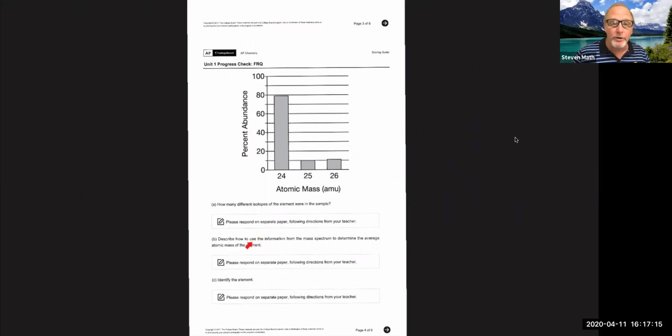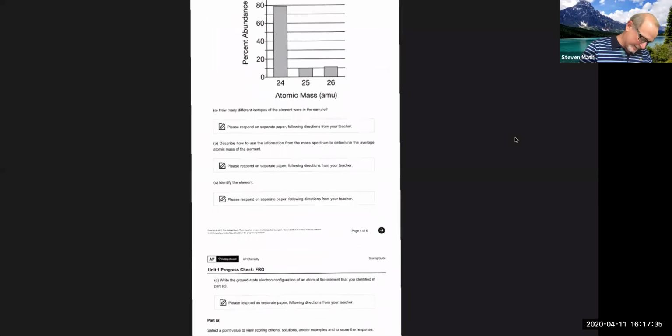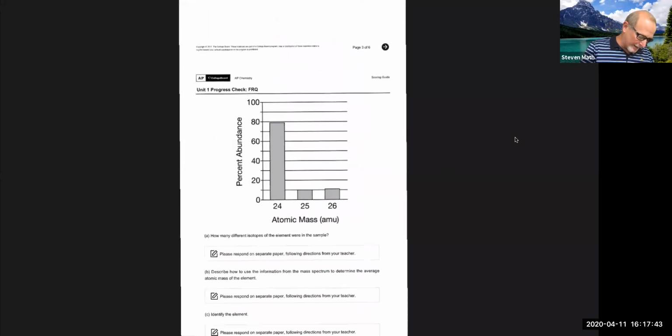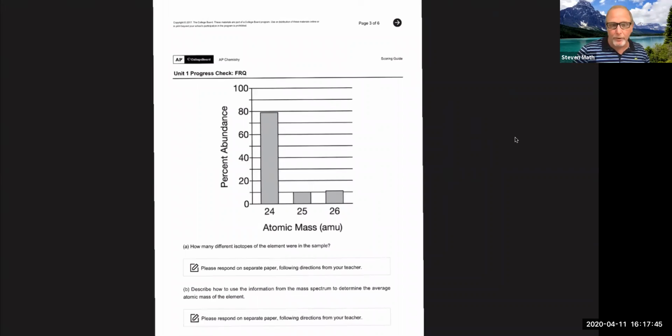Read the question carefully, because if you just answer this question with your calculator and say that the average mass is 24.3, you're not going to get full credit for this. As a matter of fact, you're probably not going to get any credit because you didn't answer the question, how do I use this information? C was identify the element, and D was write the ground state configuration. So I'm not going to go down to my answers too quickly here because we can do it on the graph a whole lot better. Obviously, there are 3 isotopes going on here.